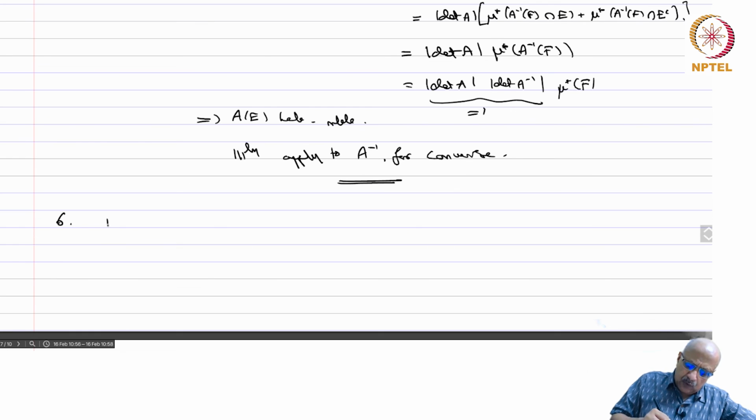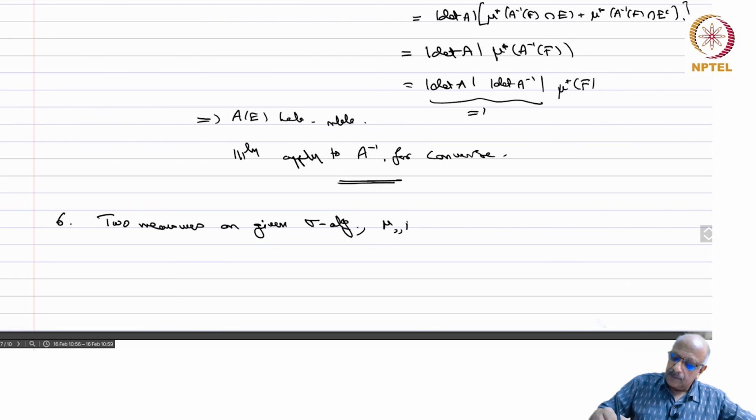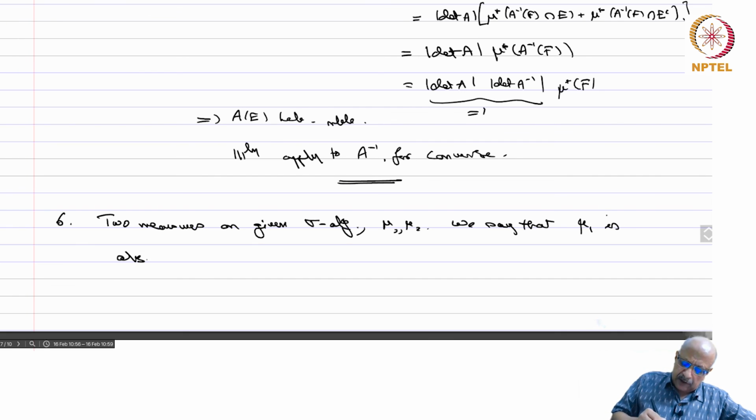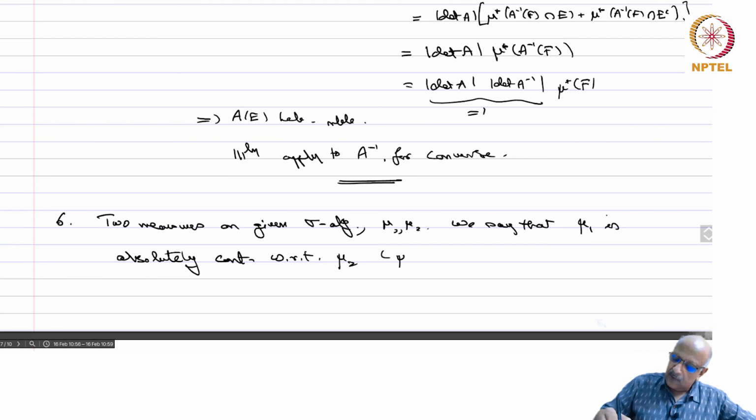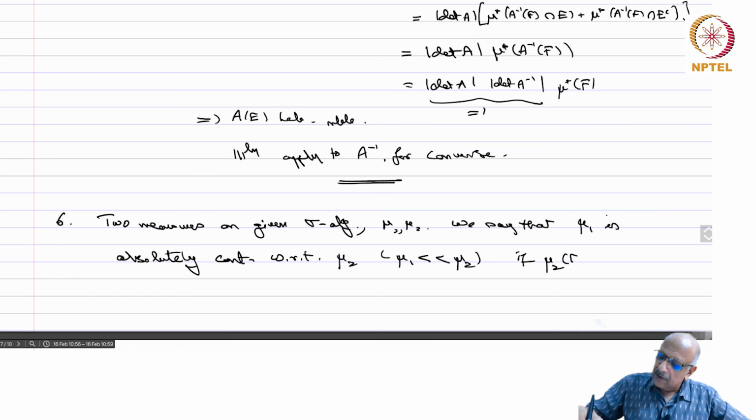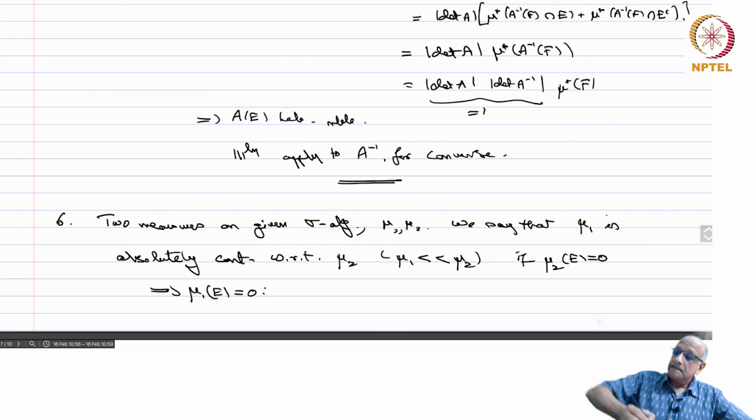So if you have two measures mu1, mu2 on a given sigma algebra, we say that mu1 is absolutely continuous with respect to mu2, and you write mu1 much less than mu2, this is the notation, if mu2 of E equal to 0 implies mu1 of E is 0. Okay.